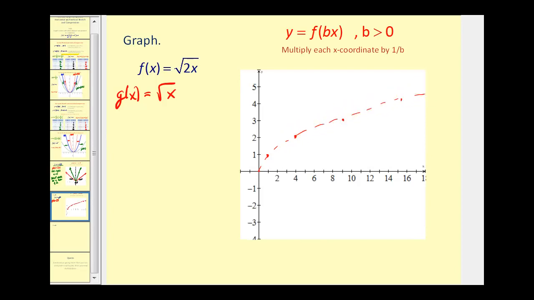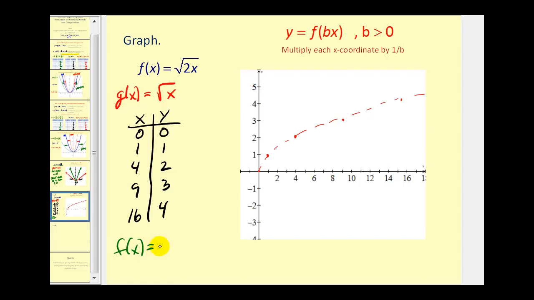And what we're going to do is graph the transformed function. Let's go ahead and make a t-table where some of the key points on this graph, like 0, 0, 1, 1, 4, 2, 9, 3, and 16, 4. Now we need to be able to recognize that f of x is equal to g of 2x, which is equal to the square root of 2x. So that tells us that b is equal to 2.